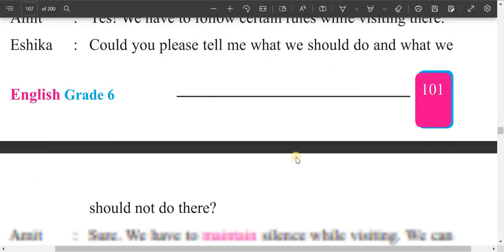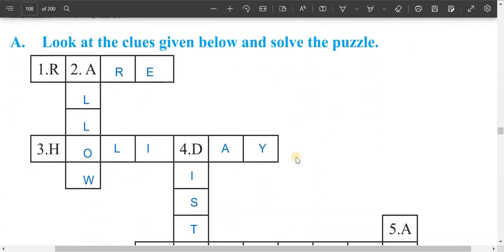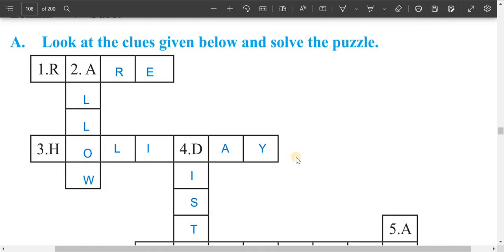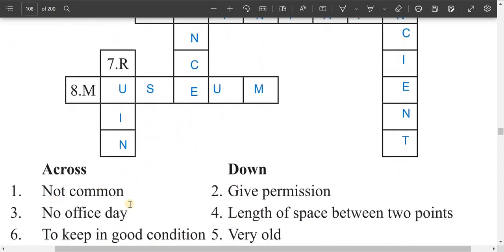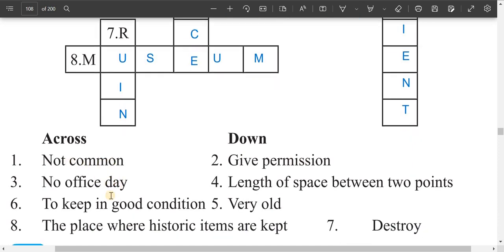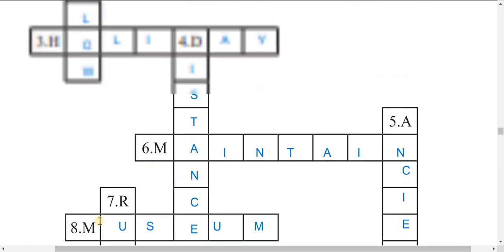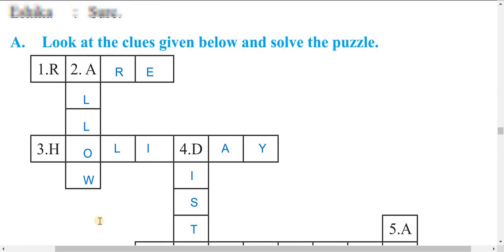Now, dear students, let's do the rules and regulations you should follow. Look at the clues you have seen here. You can read, it's very easy. I will help you do the exercise. Look at the clues given below as well as the puzzle. First of all, look here. Across, number one, not common. We should find a word that means not common. B, give permission. We should find a word that means give permission. C, three, no office today. Four, length of space. To keep in good condition. So in this way, we have to find the words and complete this puzzle.